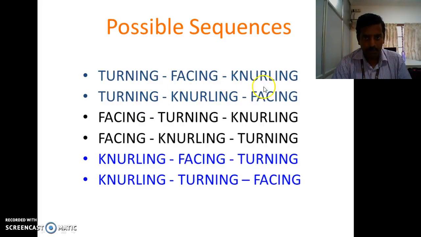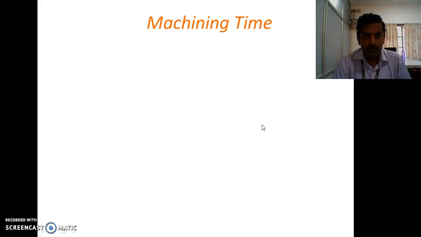Turning followed by knurling followed by facing is not a possible sequence. Facing followed by turning followed by knurling is a possible sequence, but facing followed by knurling followed by turning is not a possible sequence. Similarly, knurling followed by facing is not possible. Knurling followed by turning is also not possible. So these two are the possible sequences: sequence number 1 and sequence number 3.